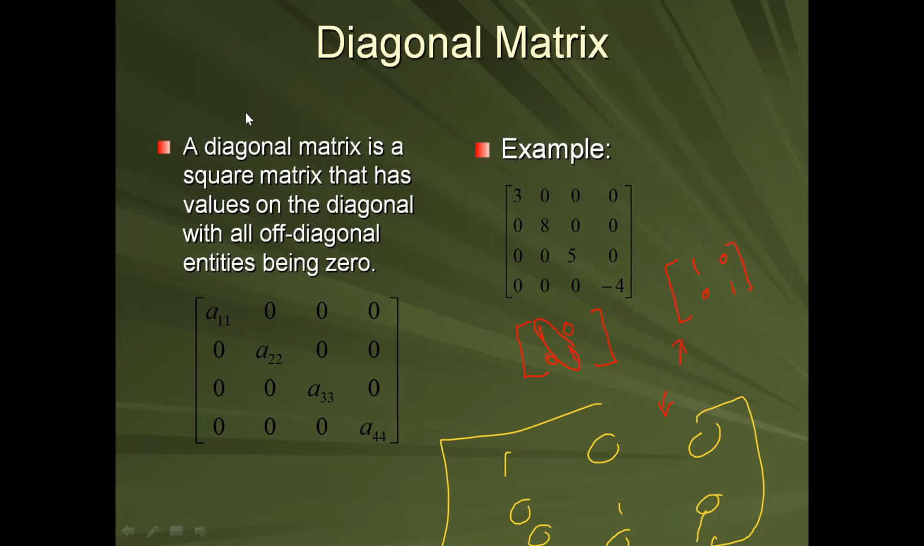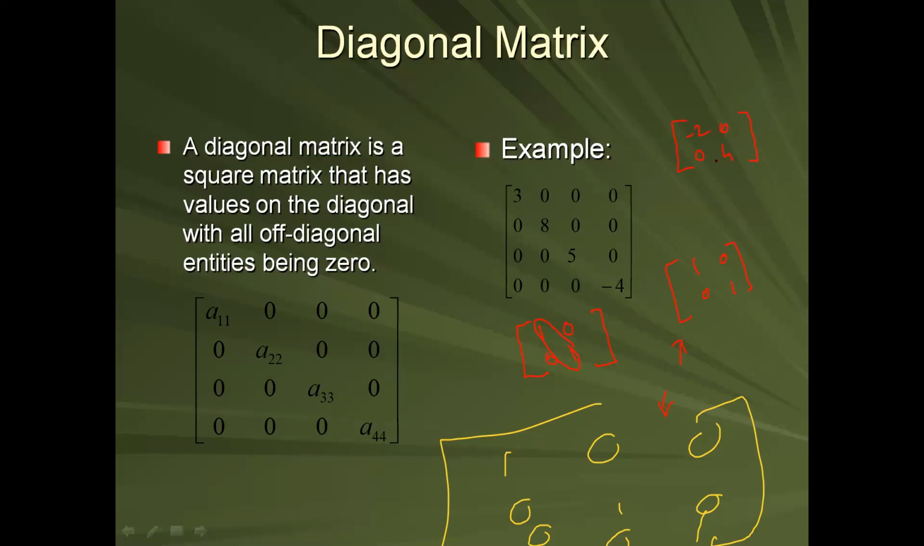Fine. Now give an example different from both these examples. Brijesh, you give me one example of a 2 by 2 diagonal matrix. First row, Brijesh. Yes, ma'am. -2 0 and 0 4.